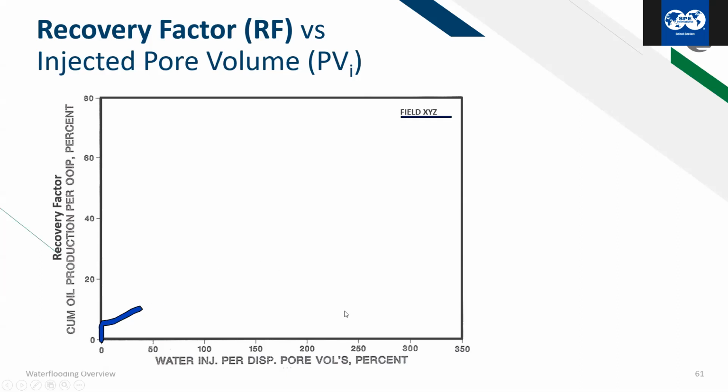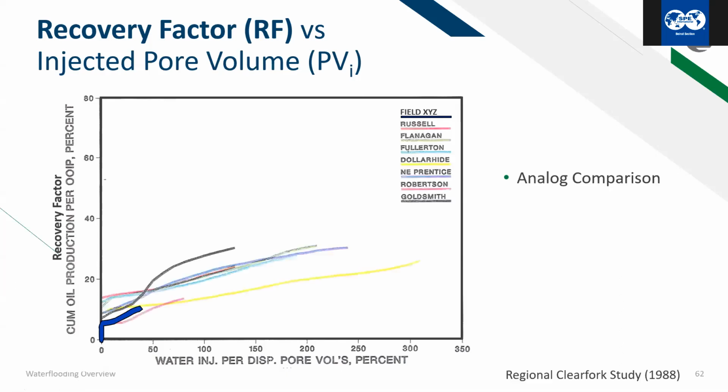This is also a really good plot to compare to analogs, because again, analogs tell you if someone else is doing it better than you, or if you're in line with what everyone else is doing. So an analog comparison of this field shows that, hey, we are actually on trend. We're getting the same kind of slope that other people are getting, and what we can expect for a field is somewhere in the 25 to 30 range. But again, that's going to take 150 to 200 percent of your pore volume injected.